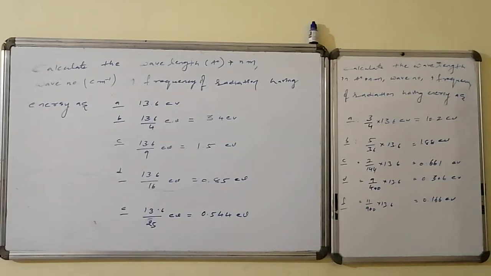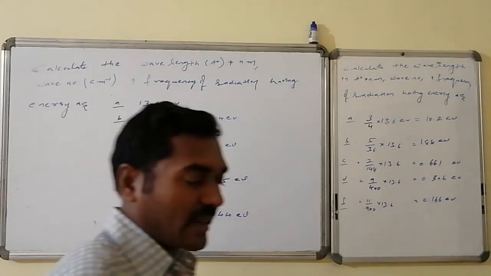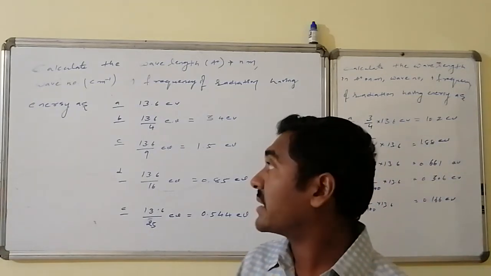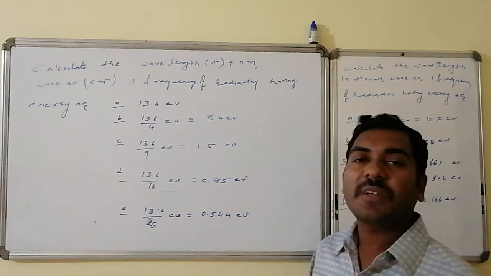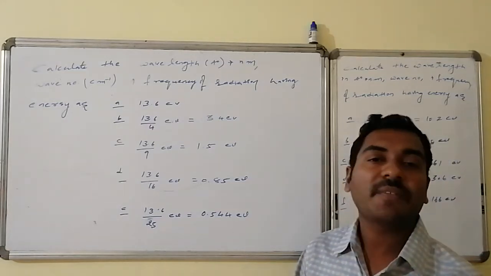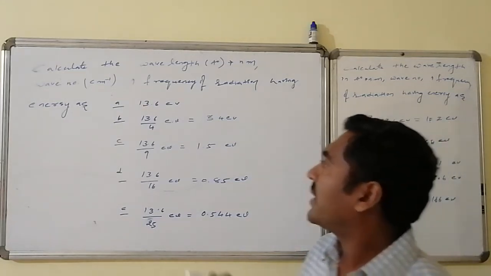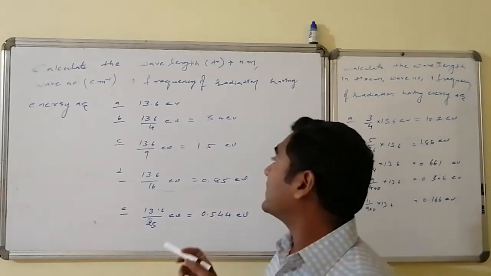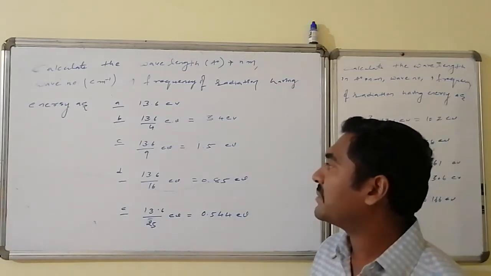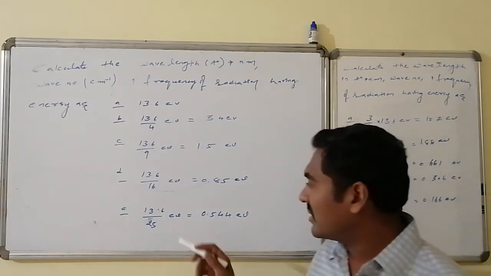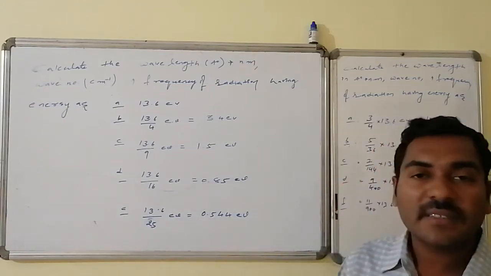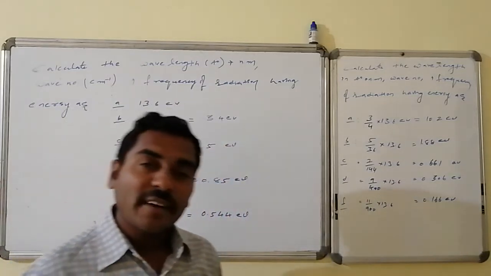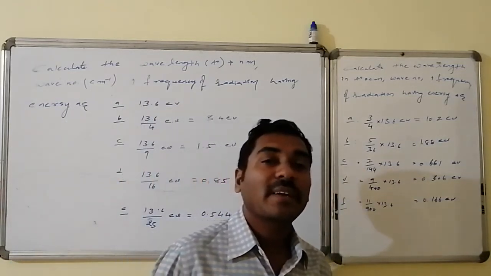Calculate the wavelength in nanometers as well as Angstrom units, the wave number in centimeter inverse, followed by frequency in hertz, cycles per second, of the following energies of the electromagnetic radiation. Question number 1: 13.6 electron volts, 13.6 by 4 that is 3.4 electron volts, 13.6 by 9 that is 1.5 electron volts, 13.6 by 16 that is 0.85 electron volts, 13.6 by 25 that is 0.544 electron volts.